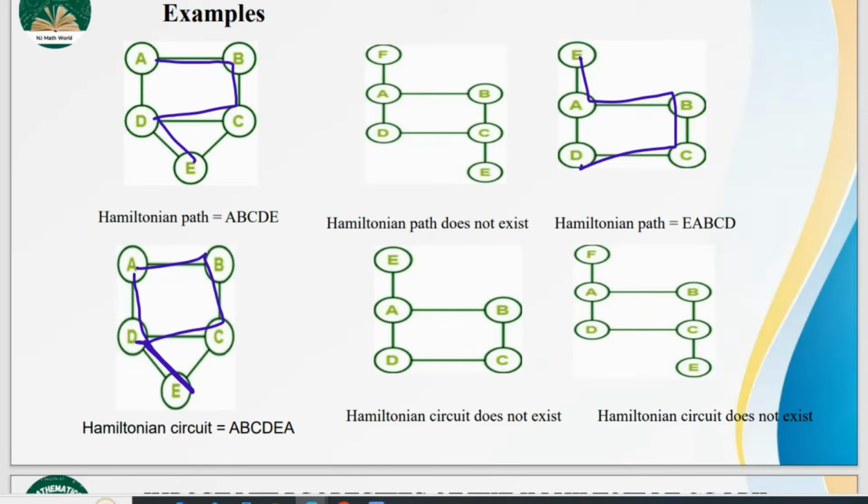Then yeah, it is not there. Hamiltonian does not exist, and here also it doesn't exist. Okay. So here, next one.